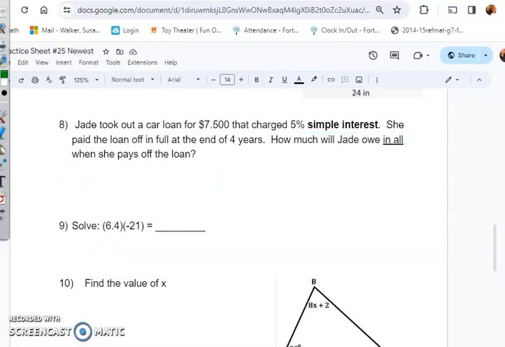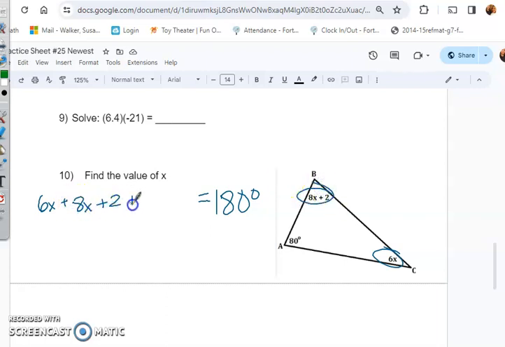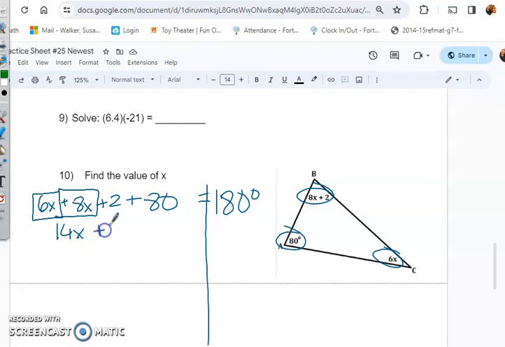Number 10, good problem. We see these triangles on the test all the time. We also use this in multiple grade levels. It says find the value of x. In order to do this, we have to know that all the angles add to 180 degrees, just like supplementary angles. So I start with one, it doesn't matter which one, 6x plus 8x plus 2 plus 80. You're going to solve it, but I will remind you, when I have 6x plus 8x, 6 plus 8, that's 14x. Plus 2 plus 80.